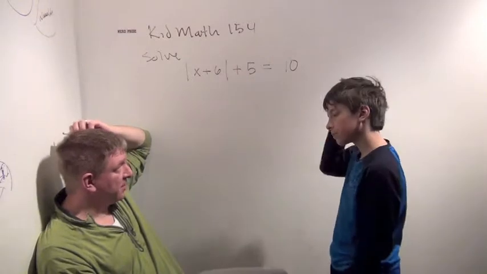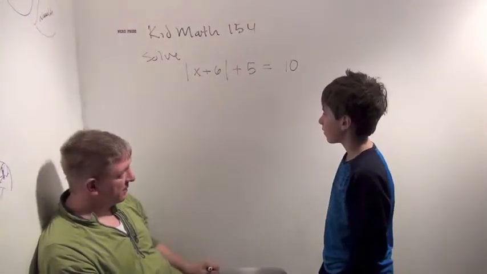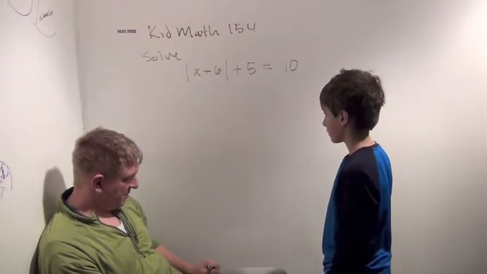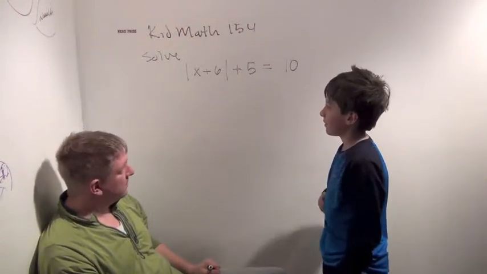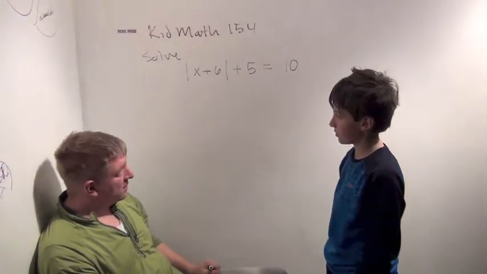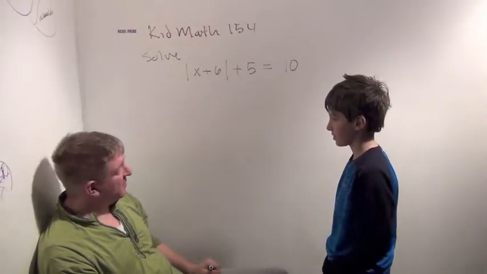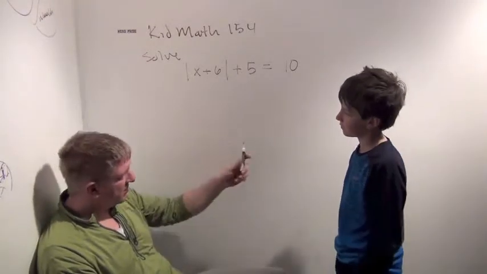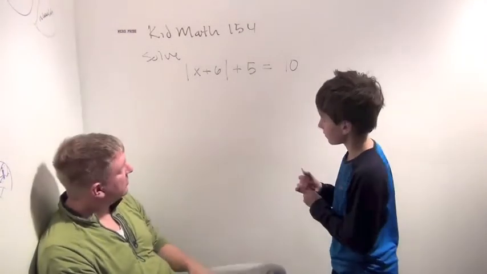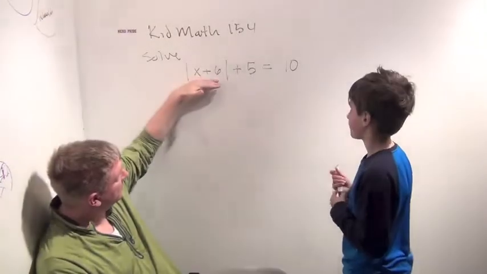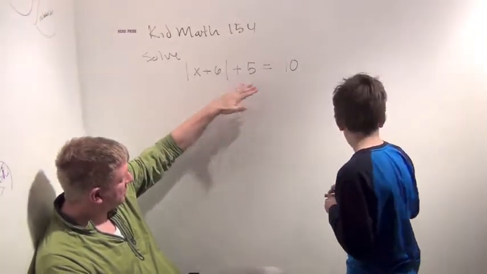What makes them a little bit different than linear equations, by the way, that we've seen so far? Some of them have extra stuff. Some of them have extra things. Some of them have extra solutions. So anyway, why don't you talk through how you would solve this equation? The absolute value of x plus 6, plus 5 equals 10.